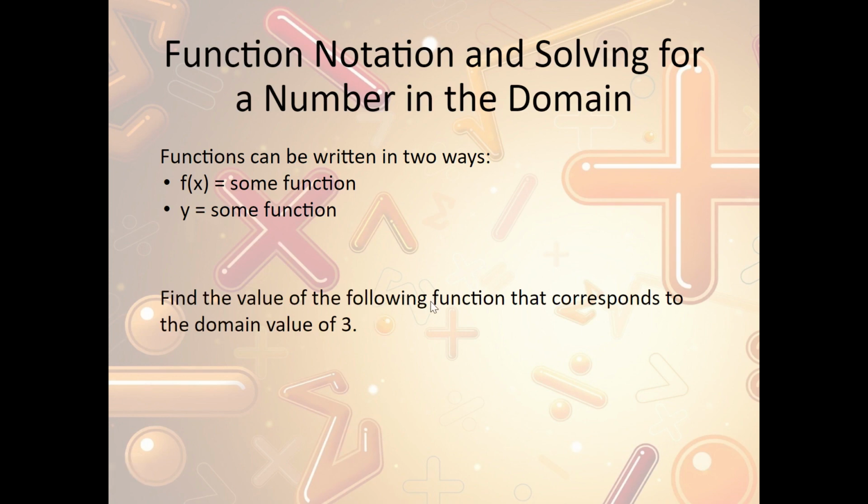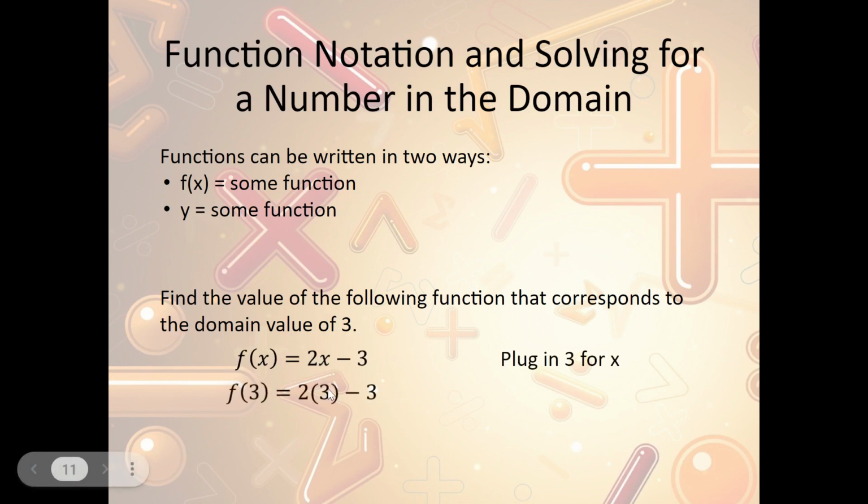From that then, I can find a function value that corresponds to the domain value of some number, which in this case I'm going to plug in 3. So let's say I gave you that f of x, or it could be y equals, right? f of x equals 2x minus 3. And I want to know what happens when the domain value is 3. Remember, the domain is x, so I'm going to plug 3 in for x. So this becomes 2 times 3 minus 3. Now I solve, so I'm going to multiply 2 times 3, and I get 6. 6 minus 3 is 3.